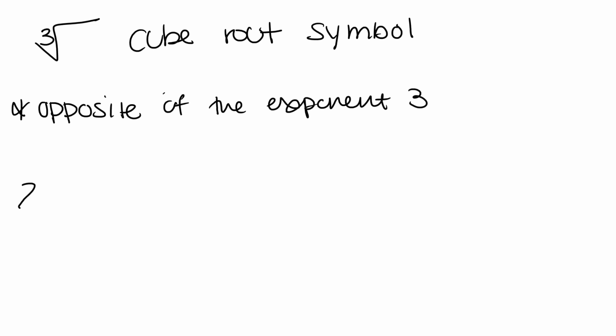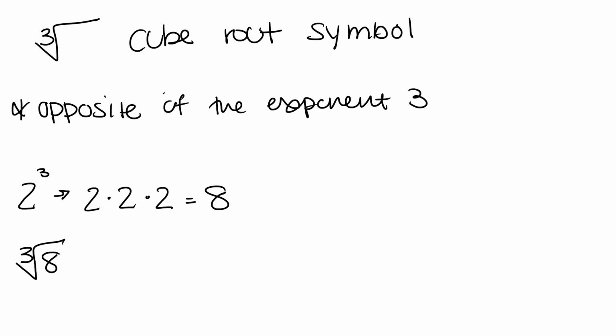For example, if I give you 2 to the third power, that represents 2 times 2 times 2, which would give you the answer of 8. 2 times 2 is 4, 4 times 2 is 8. To work backwards, we would do the cubed root of 8, which equals 2. Typically, these problems are used to find volume.